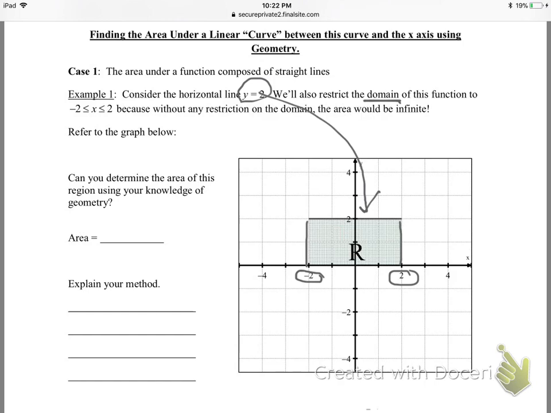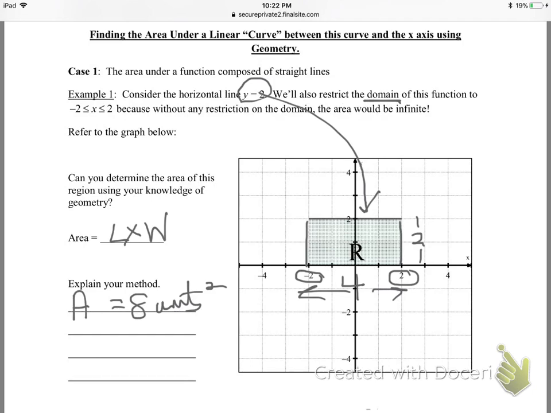A rectangle's area is going to be length times width. So what will the values be? Our length goes from -2 to 2. So that is 4 units. So this is 4 units from here to here. And our height is from 0 to 2. So that's 2 units. So therefore the area of this rectangle is going to be 8 units squared.